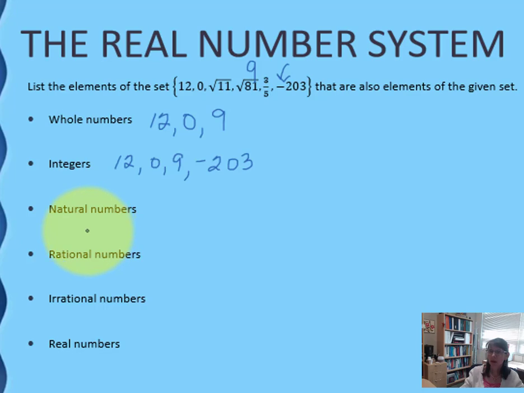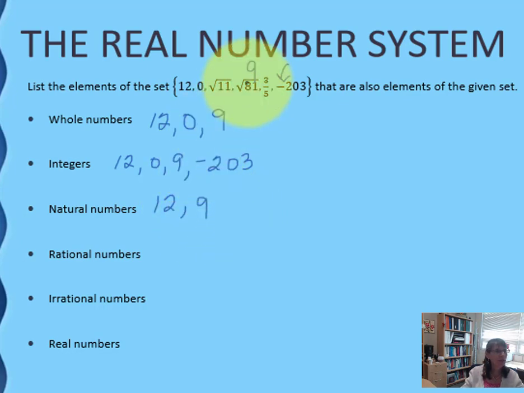Natural numbers are the counting numbers, beginning with 1. So just looking back to the integers, we know that 12 is a counting number. 0 is not included with the natural numbers. Natural numbers begin with 1. 9 is acceptable, but negative anything is not going to be a natural number. So we only have 12 and 9.